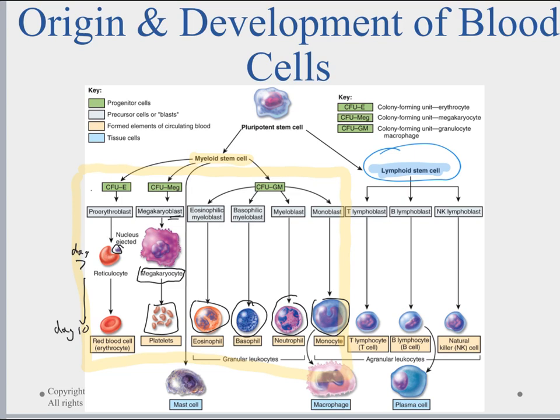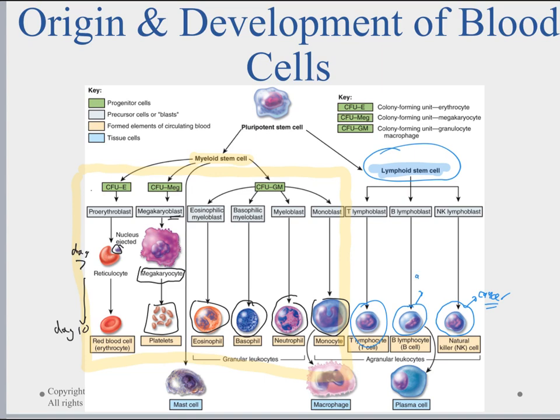It gives rise to T lymphoblast, which will give us our T lymphocytes. Our B lymphoblast gives us our B cells, and our NK lymphoblast gives us our natural killer cells. We'll talk about what these guys do, but real quickly, natural killer cells are really hunting and killing cancer in the body.